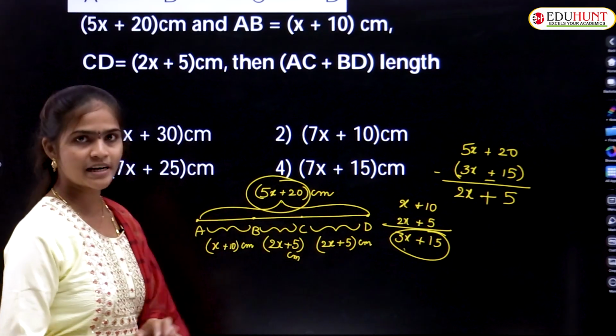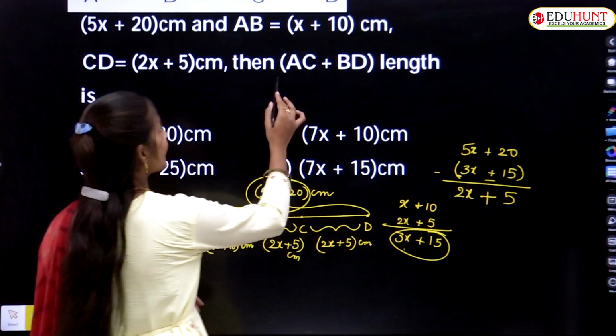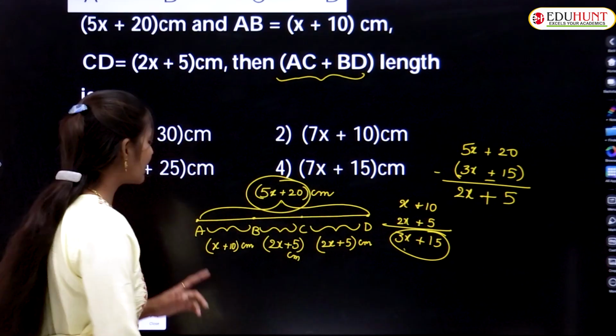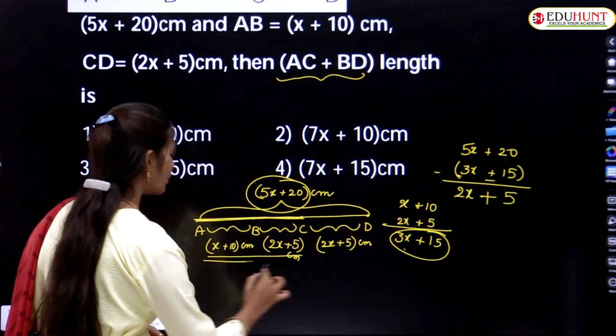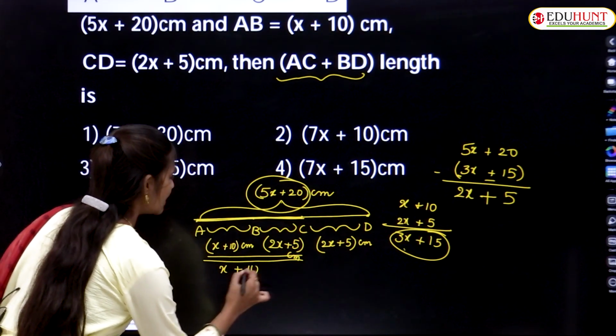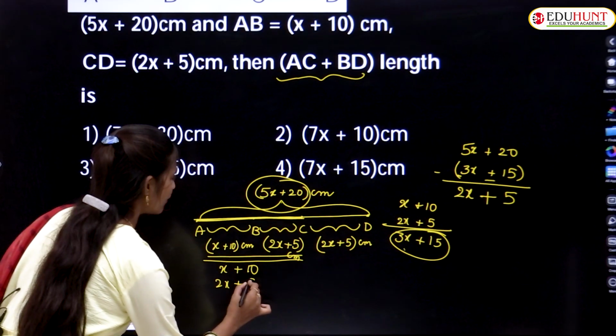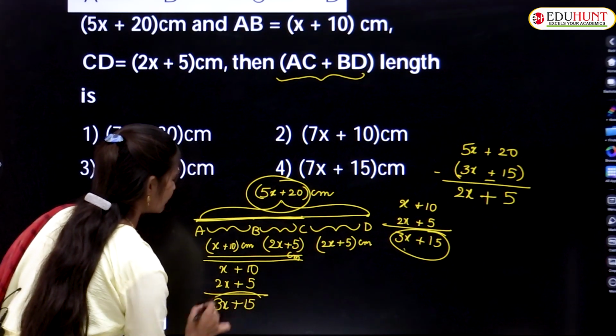Now we have the three parts measurements also. Now come to that question, which one we have to find out? AC plus BD measurement. AC. So this part we have to calculate. So we need to add these two expressions, that is x plus 10 and 2x plus 5, which is equal to 3x plus 15.